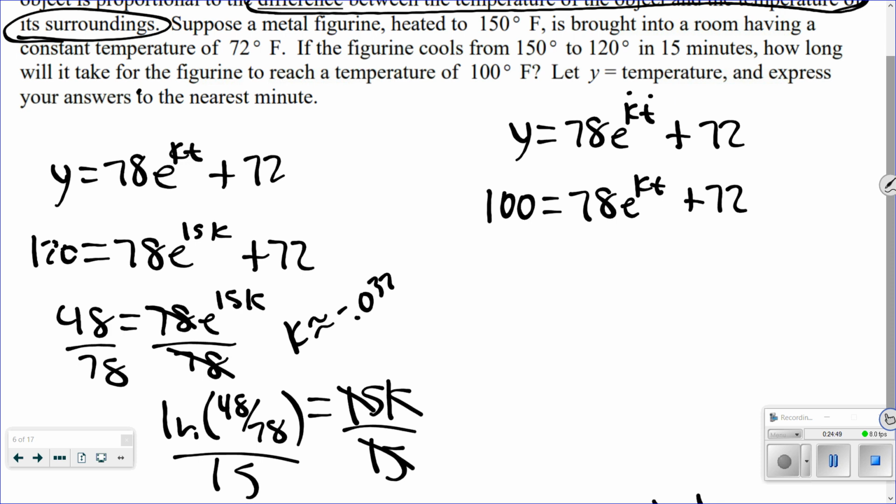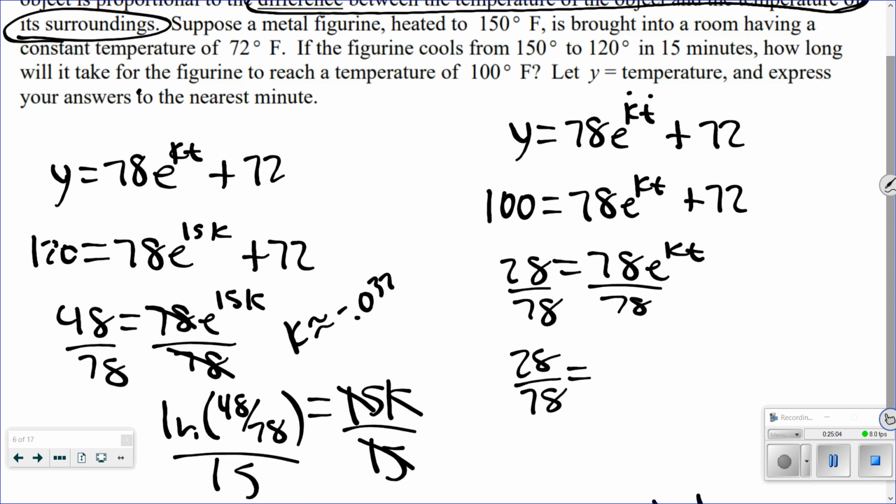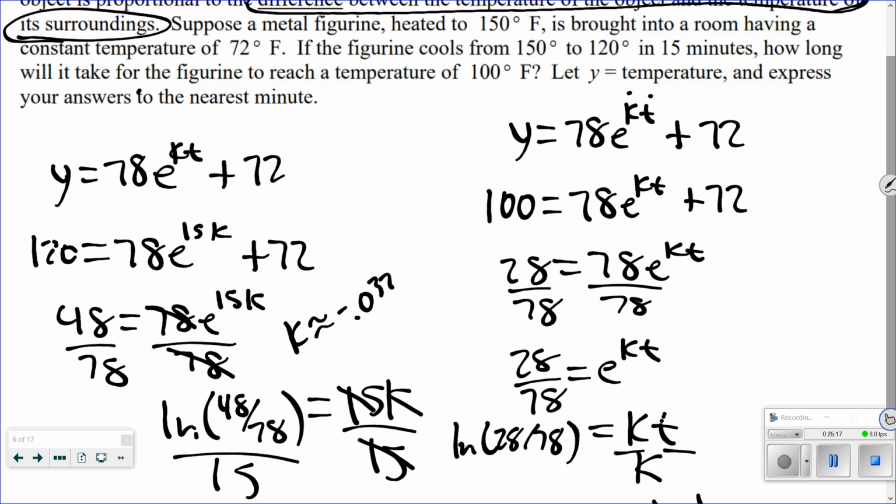So I'll solve this. Minus the 72 over, and we get 28. Divide by 78. So I get 28 over 78 equals e to the kt. Take the ln of both sides. So I get the ln of 28 divided by 78 equals kt. Divide by k. Remember, we know what k is. It's stored in our calculator. And now we're going to grab our calculator and plug in the ln of 28 divided by 78 divided by k.